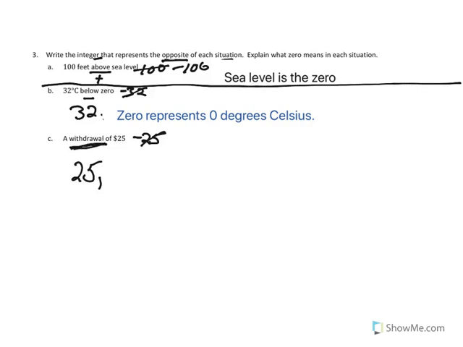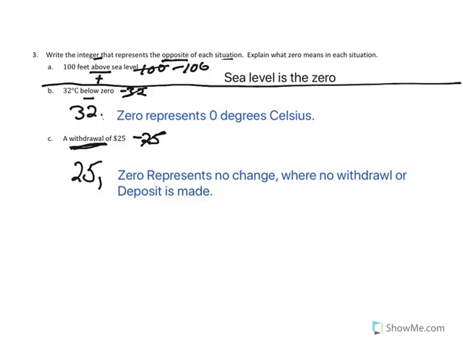So if you had $165 in your account and you did not withdraw anything, you're still at 165. Your account has not changed. So whenever we're talking about money, we're always going to talk about the 0 being no change in that money, no change in that balance in that account. So if we were to explain what the 0 means in this particular situation, here's how we write it. So 0 represents no change where no withdrawal or deposit has been made.